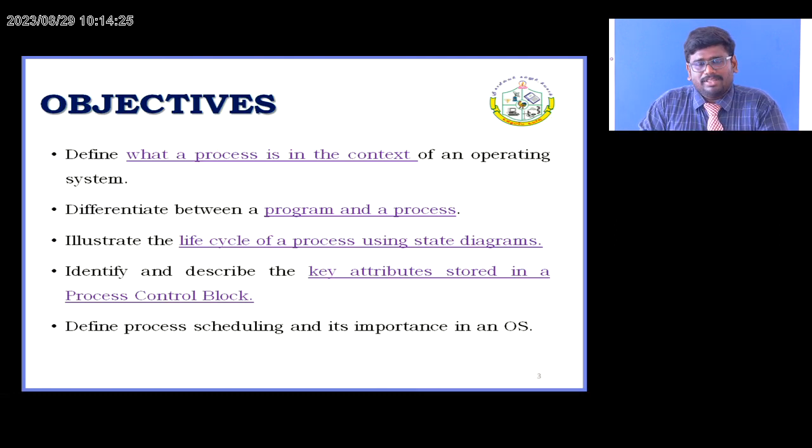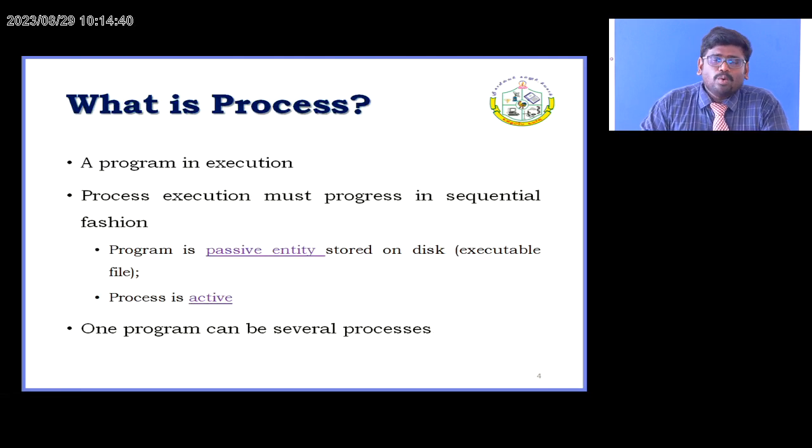Okay. The main objective is to understand the differences between the process and the program, the various life cycle of the process, and the representation of the process in the OS. To understand all these items is the main objective of this session. Okay, what is a process? Usually a process can be defined as a program in execution. One program can be several processes.